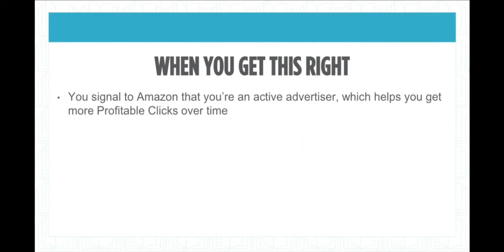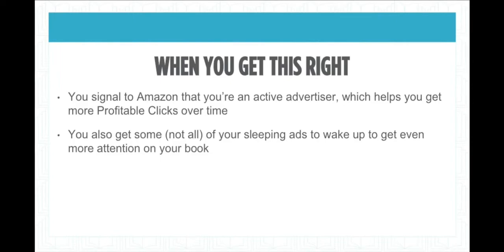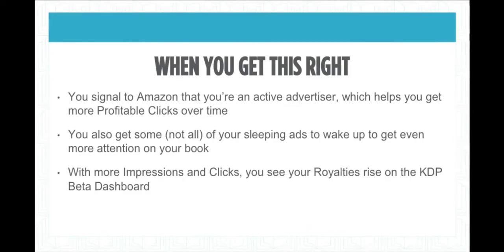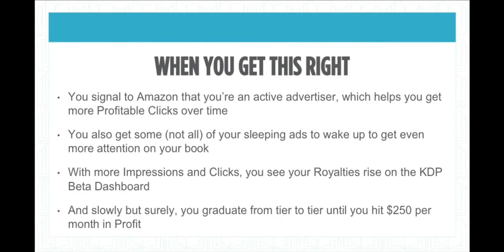When you get this right, you signal to Amazon, hey, I'm actively advertising, and that can help you get more profitable clicks over time. You also get some of your sleeping ads to wake up, which will get you even more attention on your book. You get more impressions, you get more clicks, you see your royalties rise on the KDP Beta dashboard, and slowly but surely, you graduate from tier to tier until you hit that beautiful $250 per month in profit.